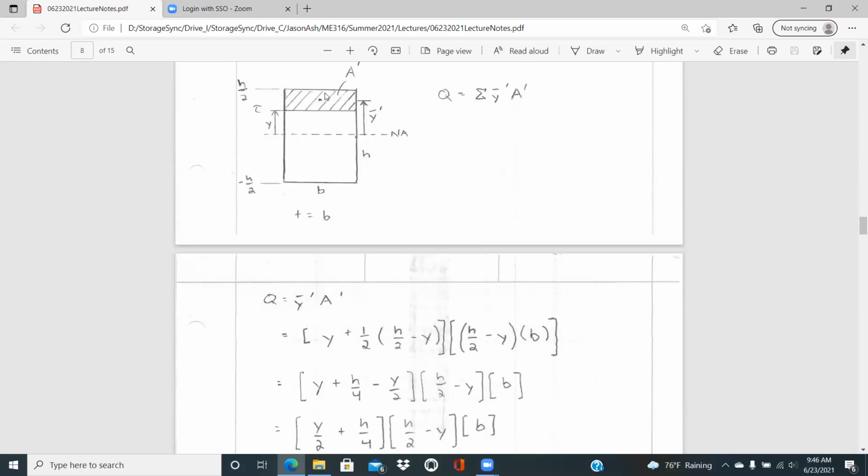And I'm going to present this in terms of h and b so that when we combine things at the end, our b values will cancel. And so we'll say our t in our VQ over It formula, we'll just plug a b in there for that.